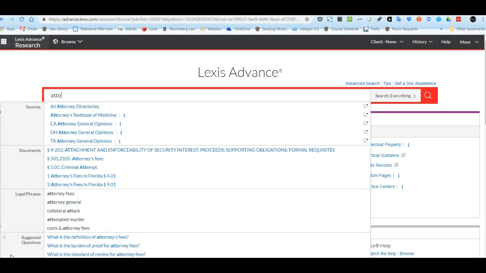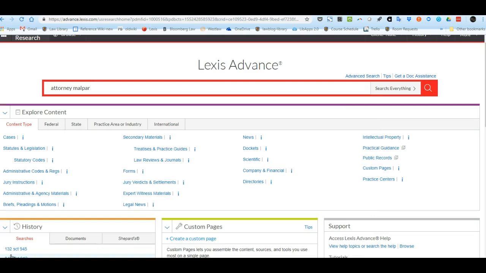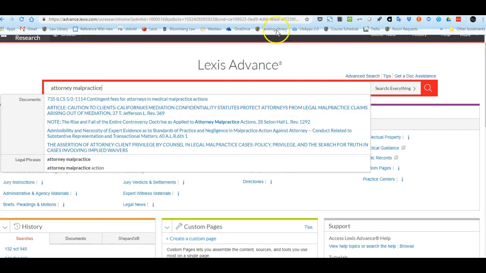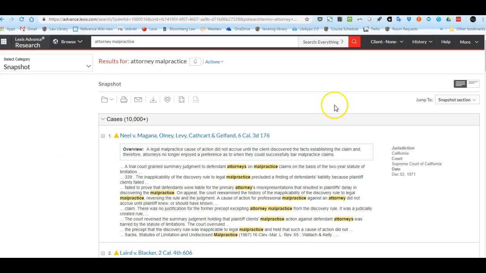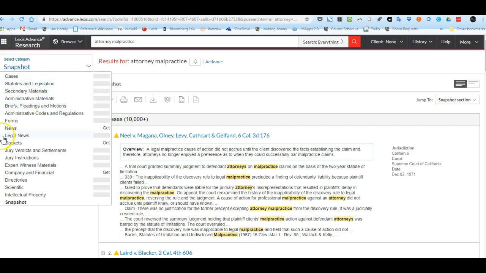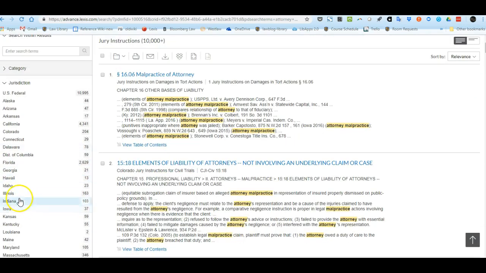I'm just back at the home page here, using our example of attorney malpractice. I'm searching everything for the moment. So again, I can choose jury instructions here and filter that way, my pre-search filter, or I'm choosing to show you a post-search filter just to show you that jury instructions are available as a post-search filter. And that's true on Westlaw as well. And then I can filter to the particular state, and you'll see that we won't find New York here.